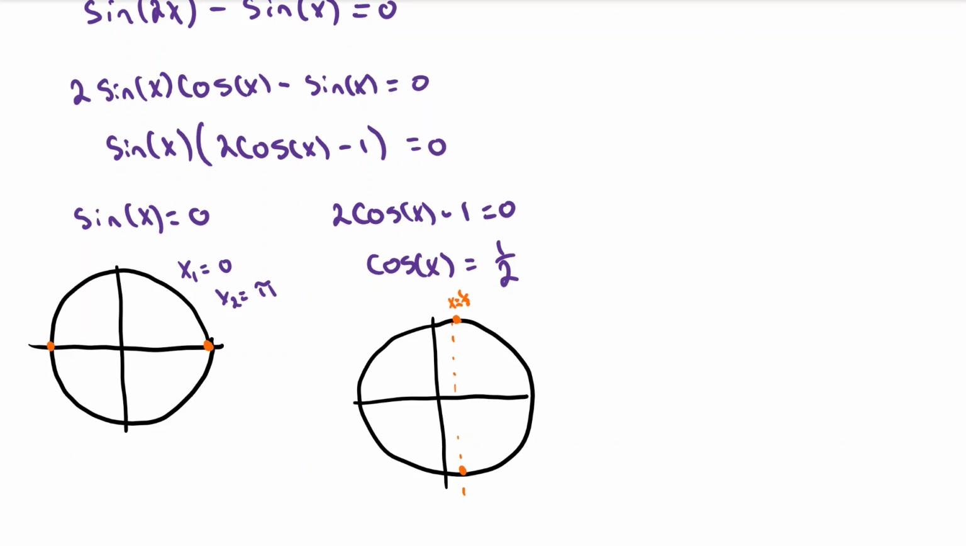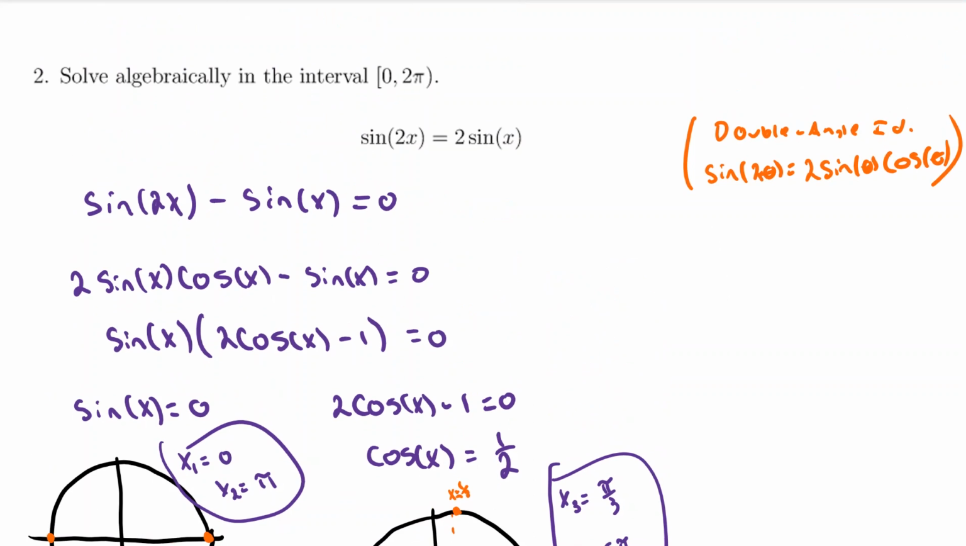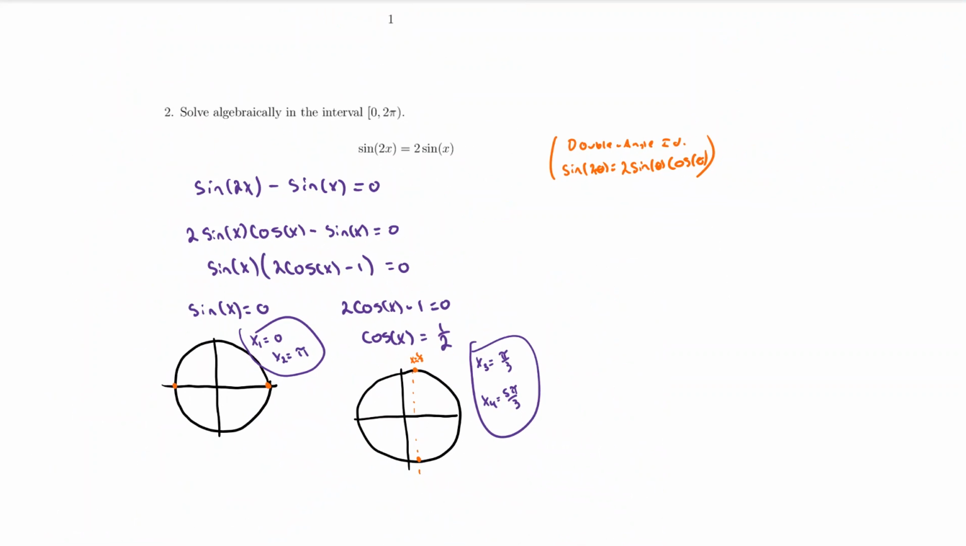So I pick up 2 more solutions here at x3 is equal to pi over 3 and x4 is equal to 5 pi over 3. So these 4 values here are going to be all your solutions between 0 and 2 pi. So this is the second way you will be asked to apply it.